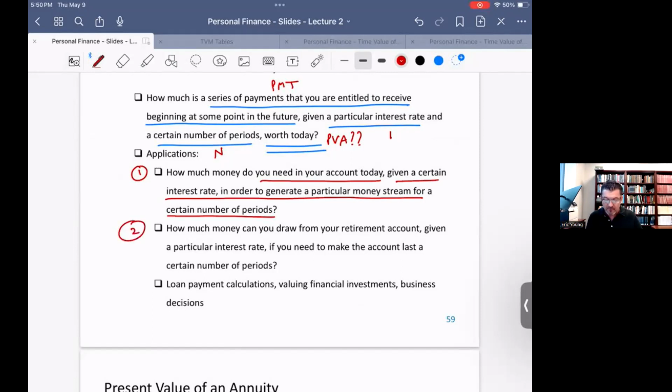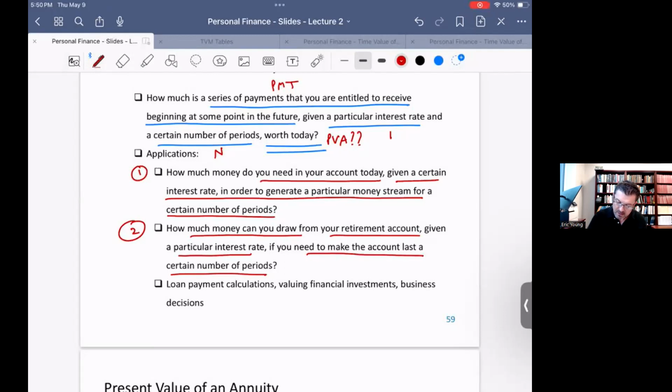Now, notice that in the first one, we needed to know how much money you need in the account today. Take a look at this application. Suppose that you actually have a retirement account that has money in it today, and you want to retire today. So now we're not going to figure out what we did in the first one. In this one, you have money in your retirement account. It's going to grow at an interest rate, and you want to be retired for a certain number of periods. You're going to estimate the lifespan you have. Now we're solving for the PMT.